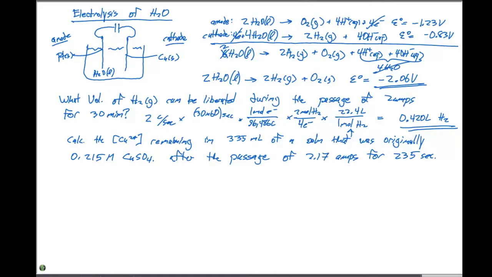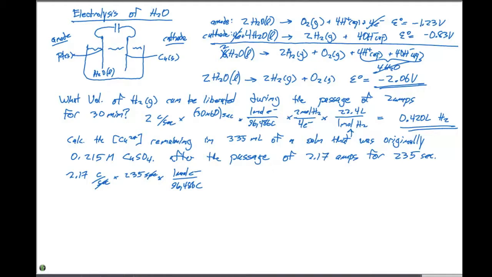So the first thing that we need to try to find out is how many coulombs do we have being passed here. Because we can take the coulombs, relate that to moles of electrons. We can then take those moles of electrons, relate it to moles of copper. We got a volume. We can calculate a concentration. So we have 2.17 coulombs per second. We are passing that for 235 seconds. So our seconds cancel out. We have our coulombs. We know that 1 mole of electrons is equal to 96,486 coulombs.